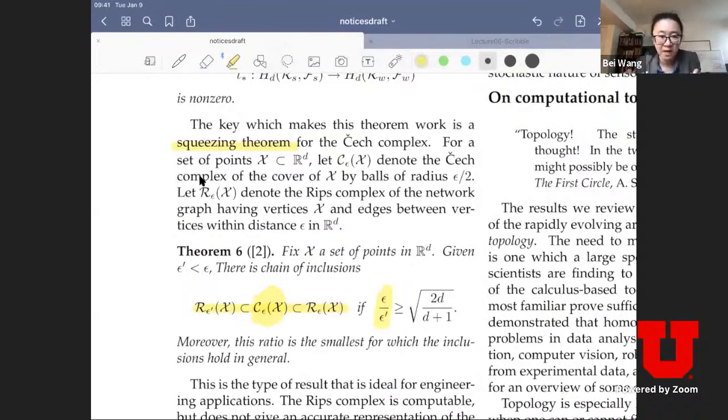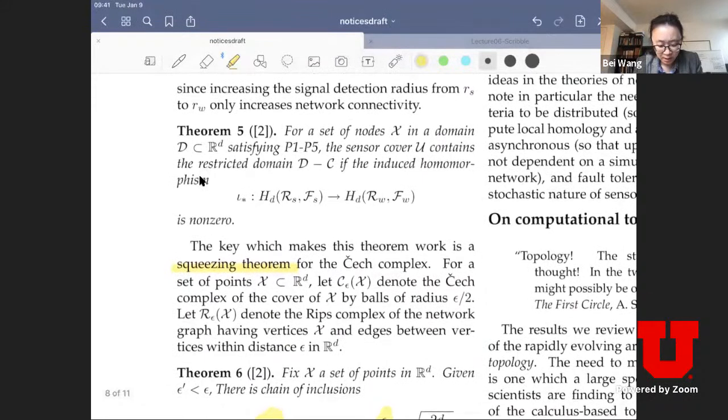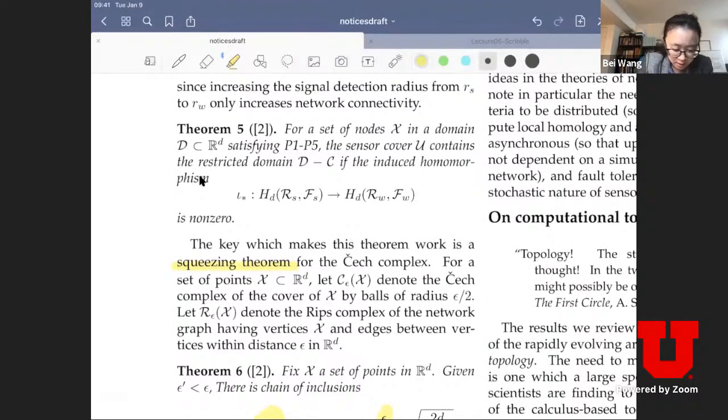Because of this nesting behavior, or squeezing behavior, you can look at Theorem 5. For Theorem 5, of course, there are a few notations I need to explain. X is the nodes, which are the sensors, and it's in a domain. And remember, the beauty of this theorem is that it's talking about sensors in any dimension. It's not just 2-dimensional sensors, it's actually d-dimensional sensors. And then there are a bunch of properties that talk about those sensors, which are earlier in the paper. I'm not going to go into detail. If you're interested, you can look into it.